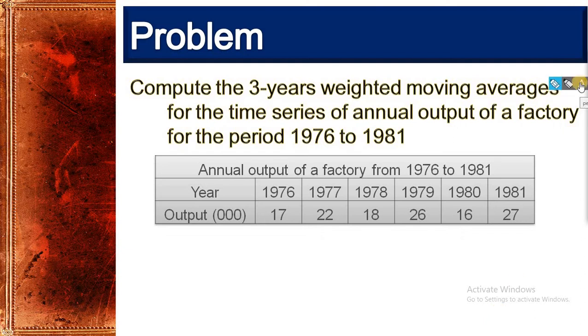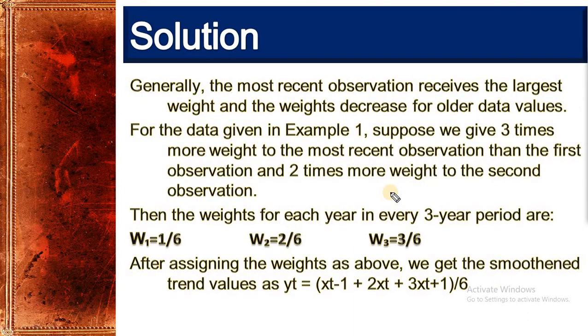Let us consider a problem for the unequal weighted moving average method. Here we need to compute the 3 years unequal weighted moving average for the given time series of annual output of a factory for the period 1976 to 1981, and their respective output is also given in this table. Then let us calculate the unequal weighted moving average for this given time series data. As I explained in the procedure, how do we assign weights? Firstly we need to decide. Generally the most recent observation receives the largest weight.